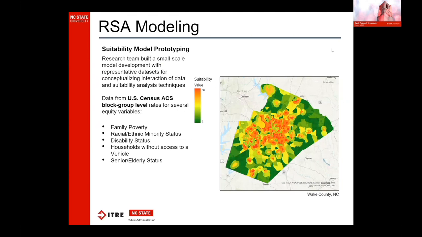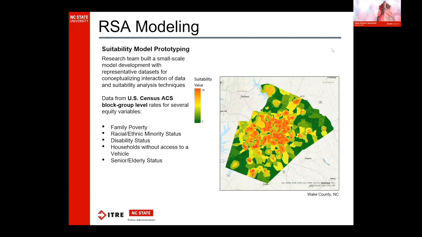So what our team did was develop a suitability model prototype. This is a small scale model we conducted just for Wake County. And we chose a few representative data sets and created a raster suitability surface from those data sets so that we have a better understanding about how this socioeconomic data is going to interact in a suitability model type application.